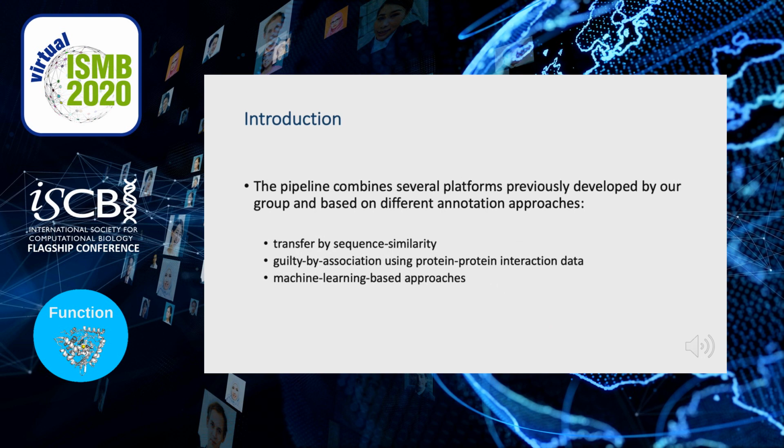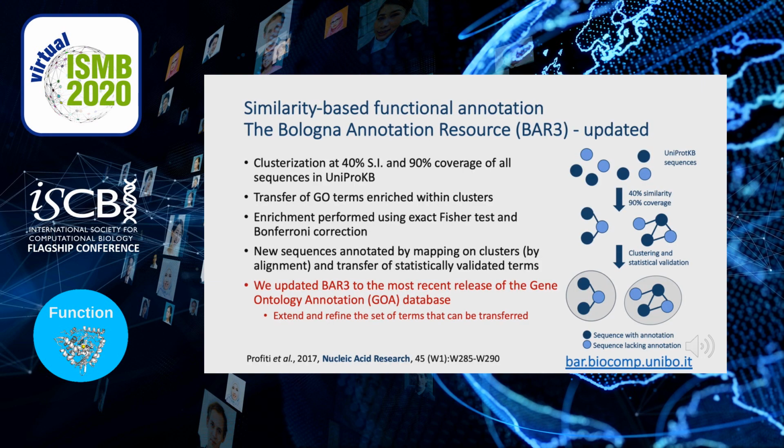Our pipeline integrates different resources and tools performing functional annotation using complementary approaches, including transfer by sequence similarity, guilt by association using protein-protein interaction data, and machine learning-based approaches. So, transfer by similarity is carried out using the Bologna Annotation Resource, version 3, BAR 3, which is our primary tool for protein functional annotation.